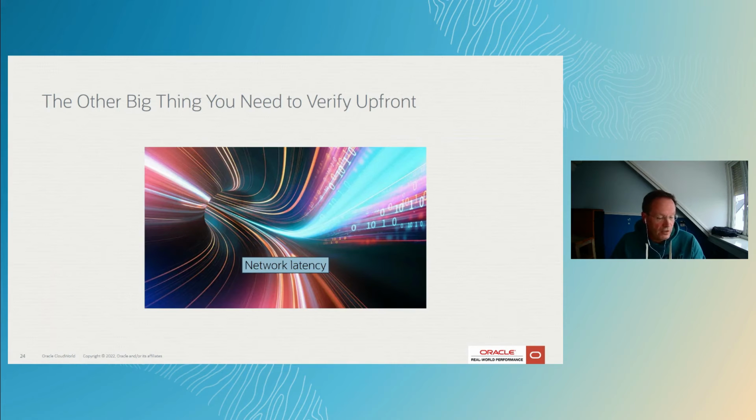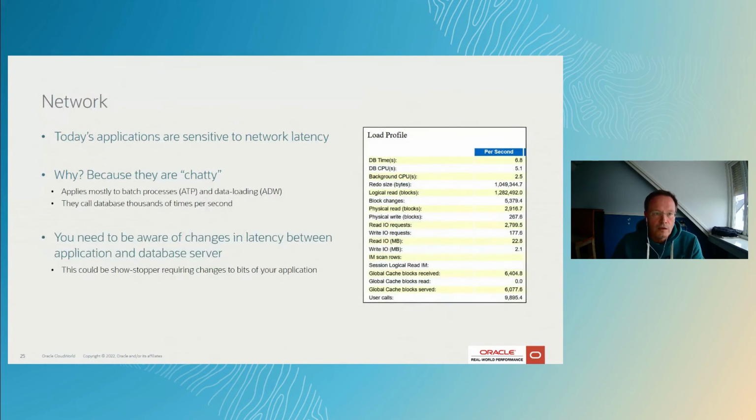So moving on to the other big thing, the network. And what I mean specifically here is the network latency. This we've seen a few times with customers so far. Today's applications are very sensitive to network latency because they are chatty. They call the database many times a second. What I have here is a small screenshot of the load profile of an AWR report. And at the bottom, you see user calls per second, almost 10,000. So this particular application across all its sessions calls the database 10,000 times a second.